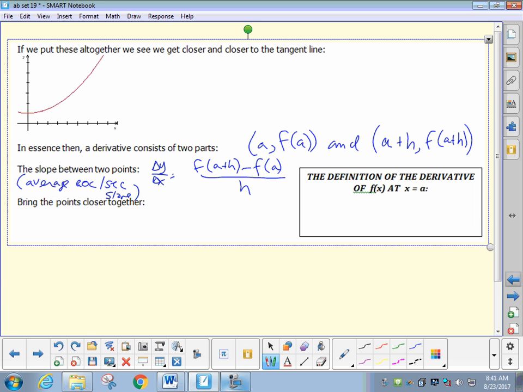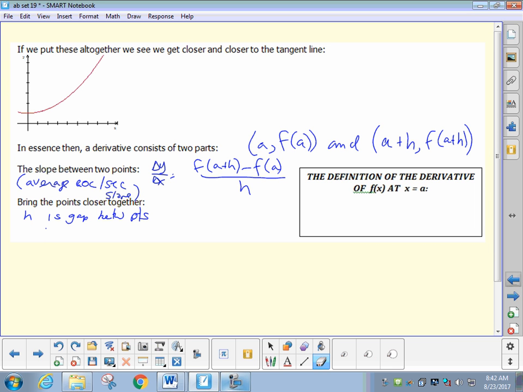We don't really want the slope between two points. We want to then bring the points closer together. Now, if h is the gap between the points, how would I get the points closer together? Yeah, making h smaller by taking h down to 0. And we do that by a limit.